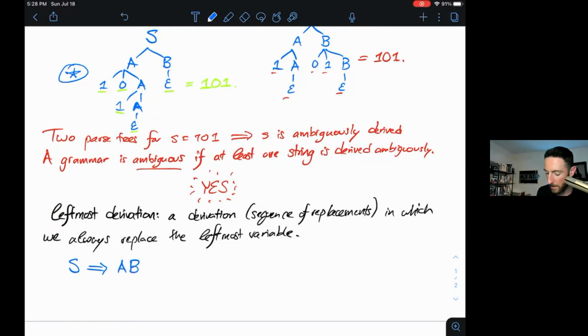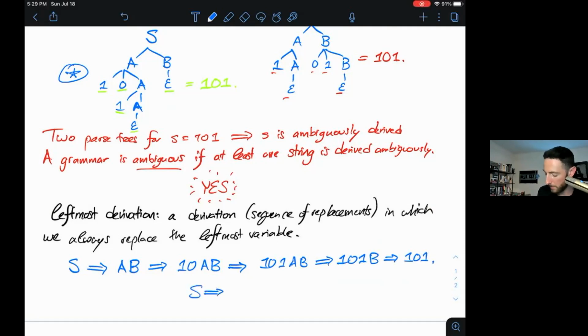S to AB. And then my parse tree doesn't tell me immediately whether I should replace A or B first, because, strictly speaking, I'm allowed to replace either one. My only rule for grammars is that I have to replace one variable at a time. But in a leftmost derivation, I'm always going to replace A first. I have 1AB. Then I have to replace the leftmost variable first. So I replace A again, 101AB. Then I replace the first A with an empty string, 101B. And finally, I replace the last variable, the B, with an empty string.